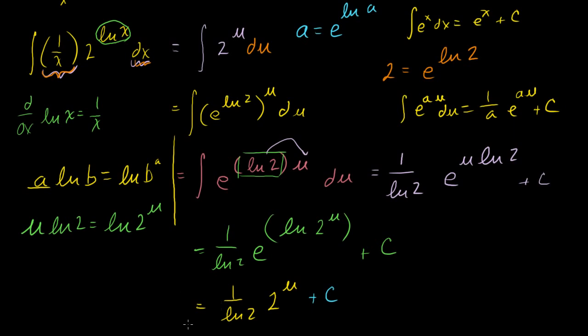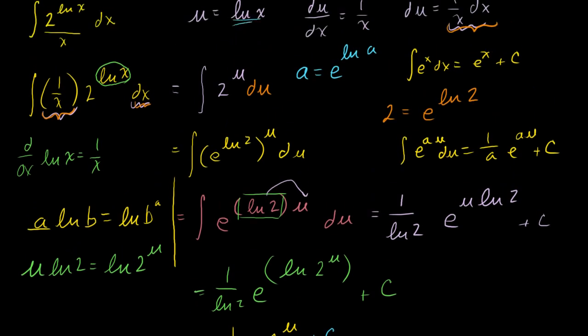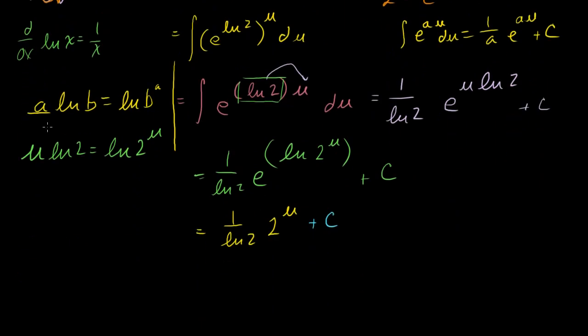And now we can reverse substitute. What did we set u equal to? We defined u up here as equal to the natural log of x. So let's just reverse substitute right here. And so the answer to our original problem, let me write it here because it's satisfying when you see it, to this fairly convoluted looking antiderivative problem, 2 to the natural log of x over x dx, we now find is equal to, we just replace u with natural log of x, because that was our substitution, 1 over the natural log of 2 times 2 to the natural log of x plus c.